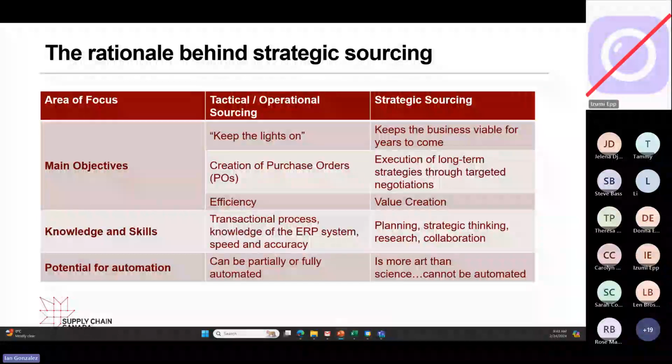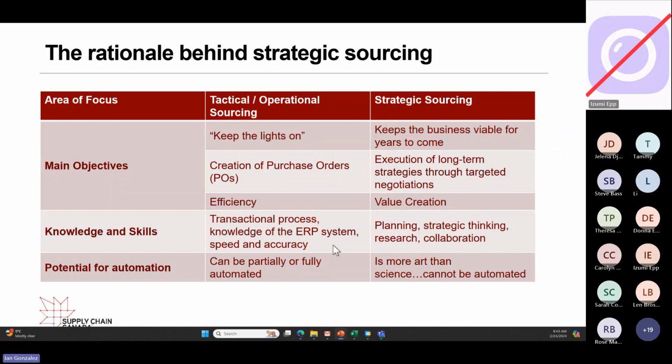Another objective for operational sourcing is simply the timely creation of purchase orders. How fast can you convert requisitions into POs? But with strategic sourcing, it's different. The objective is the execution of long-term strategies through targeted negotiations. I like to think of this as the summary of the row above. It's all about efficiency for traditional procurement, and it's about value creation for strategic sourcing.